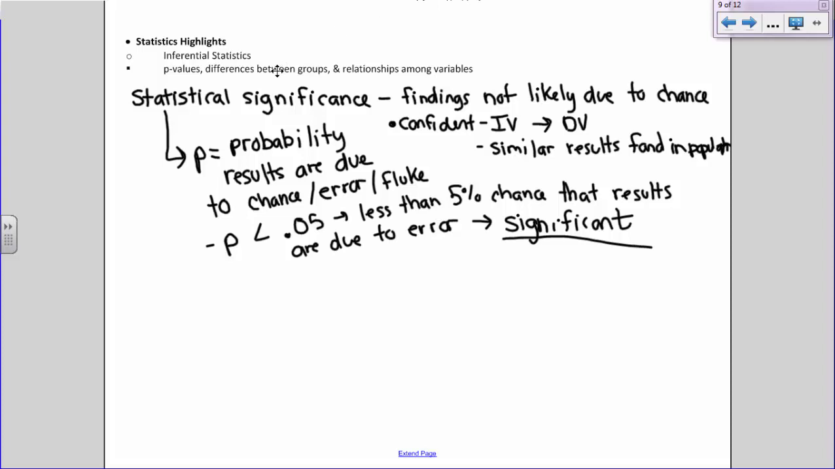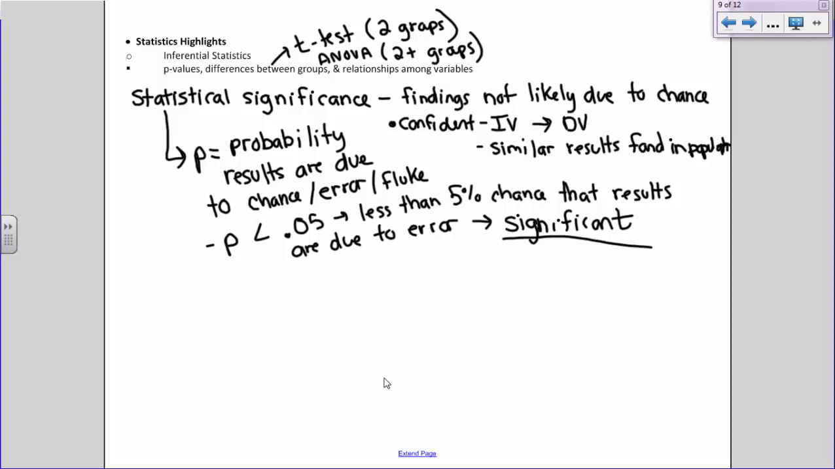Now let's think about differences between groups versus relationships among variables. So there's different types of research. Typically in the experimental or the quasi-experimental, we're looking at differences between groups. Two of the most common analyses for looking at differences between groups are a t-test, when you have two groups to compare, like pie in the face versus financial incentive, or an ANOVA, analysis of variance, when you have two or more groups.